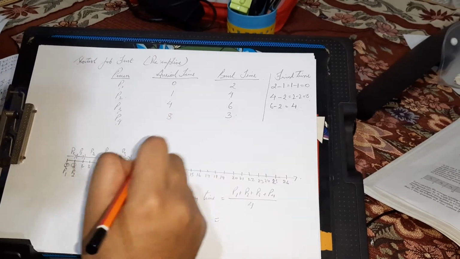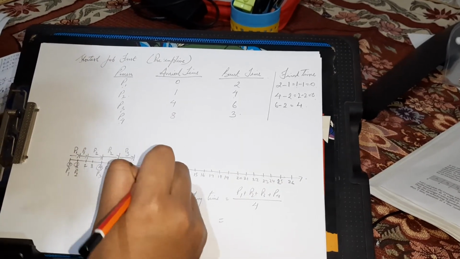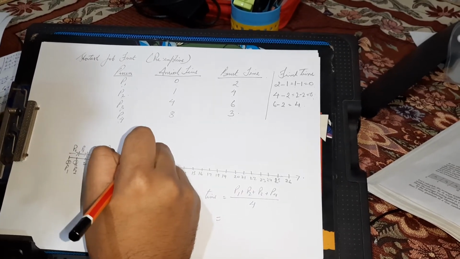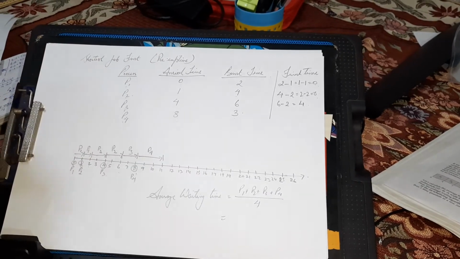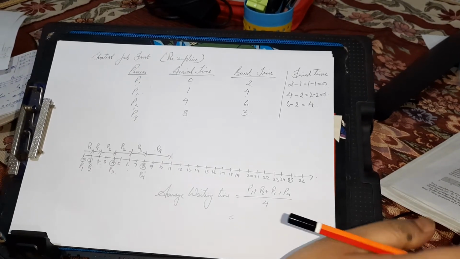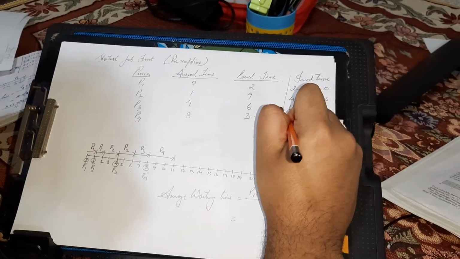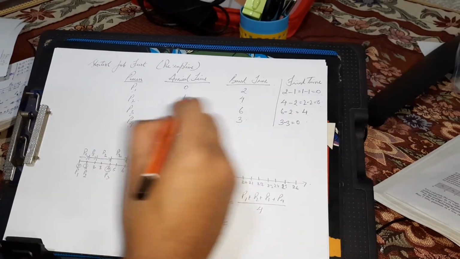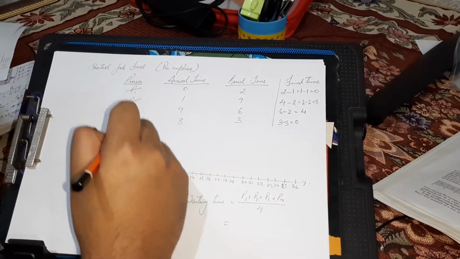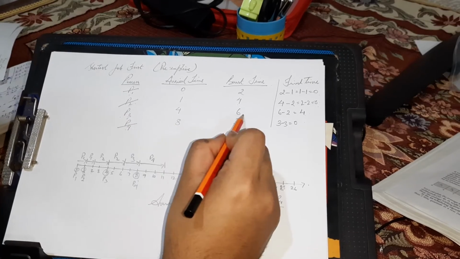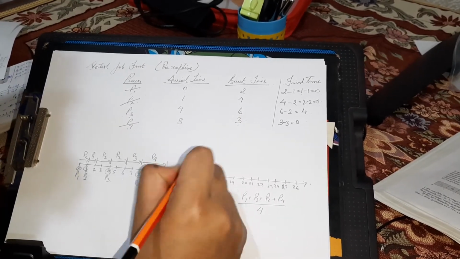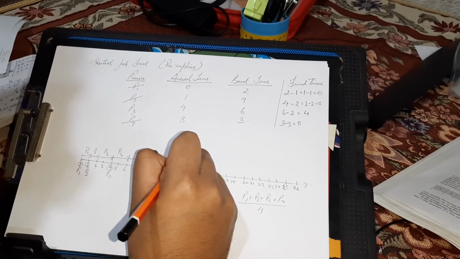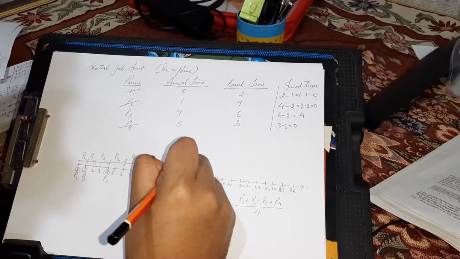So now P4 will run for 1, 2, 3, and no other process is there to hamper its execution. So here 3 minus 3, 0. And now P1 is done, P2 is done, P4 is done, P3 is left. Now P3 gets to run its entire 1, 2, 3, 4 milliseconds.